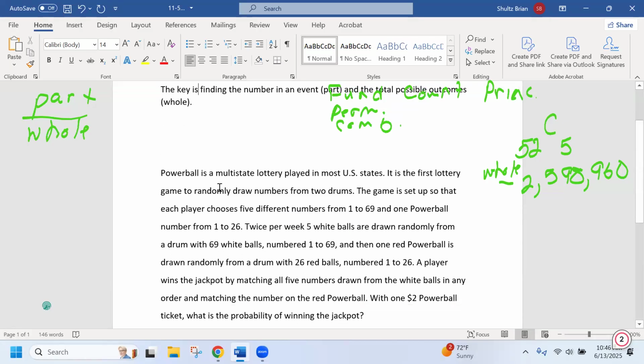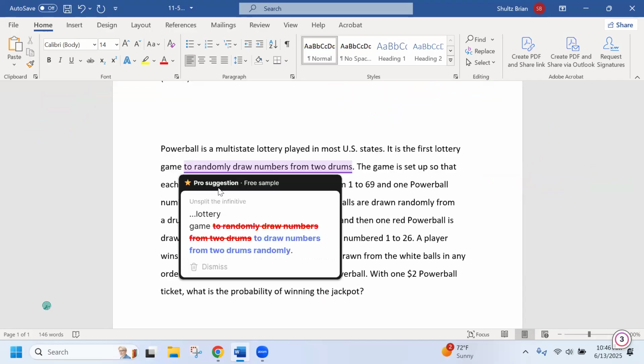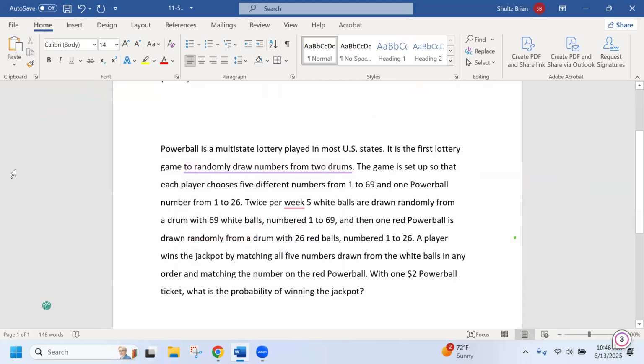Powerball is a multi-state lottery played in most U.S. states. It is the first lottery game to randomly draw numbers from 2 drums. The game is set up so that each player chooses 5 different numbers from 1 to 69 and 1 Powerball number from 1 to 26.